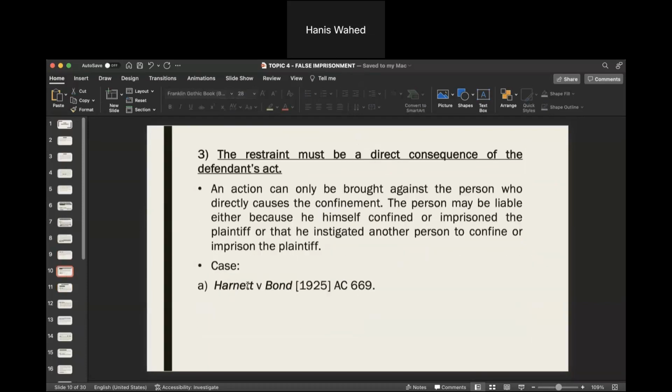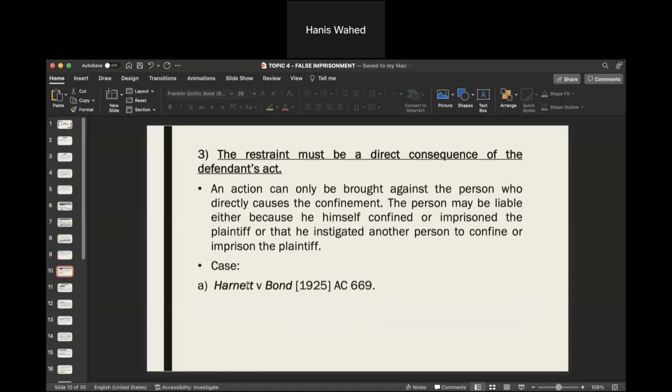In this case basically, the plaintiff was a mental patient in an asylum, and that asylum was run by one doctor. And the plaintiff later was given leave, but with the condition that it is up to the doctor, whether if the doctor found out that his condition is not good, the doctor can call him back to the asylum.